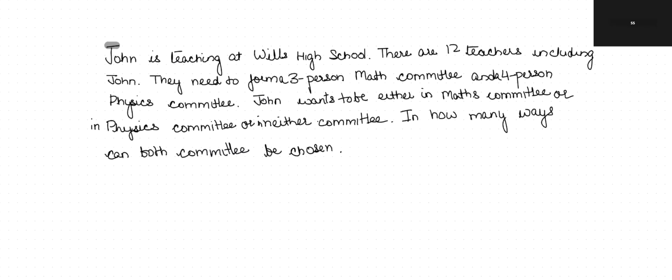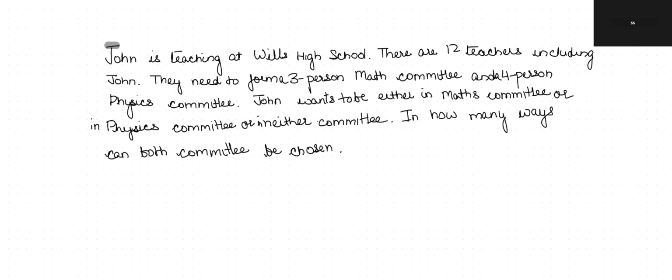John is already preoccupied. So he wants to be either in the math committee or in the physics committee, or maybe in neither committee, but he doesn't want to be in both the committees. So how many ways can the committees be chosen?